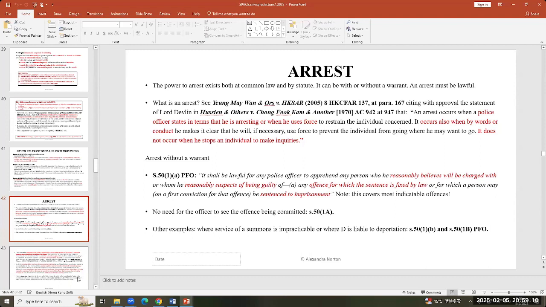So when they exercise this power under section 50, subsection 1A, they have to have an offense in mind, because they have to have a reasonable belief that the person is going to be charged with this offense or a reasonable suspicion of guilt. And it has to be an offense for which the sentence is fixed by law, like murder, for example, or that you can be sentenced to imprisonment. Now, that's pretty much any indictable offense. So this is a very broad power.